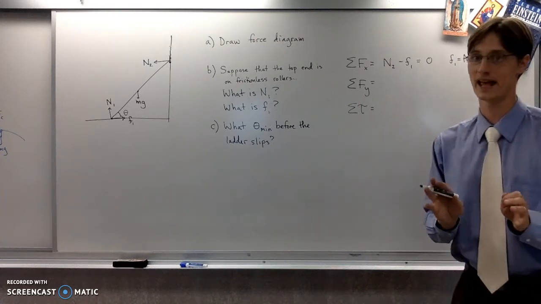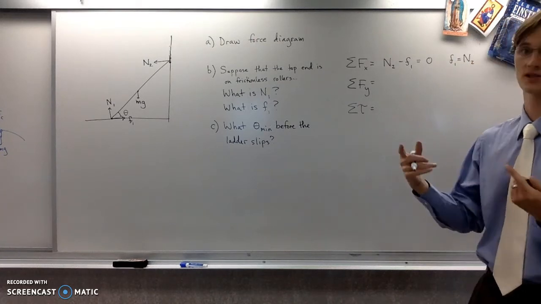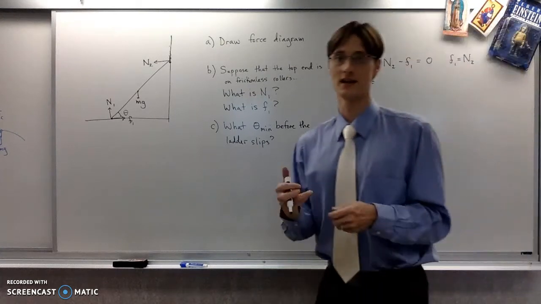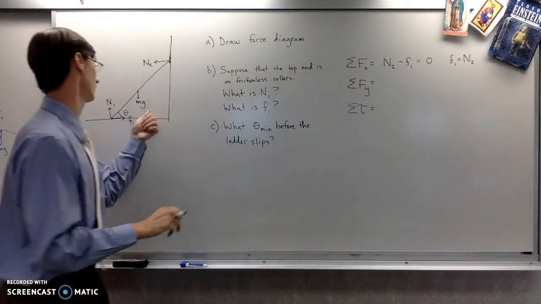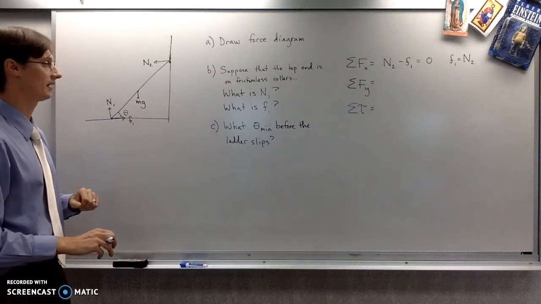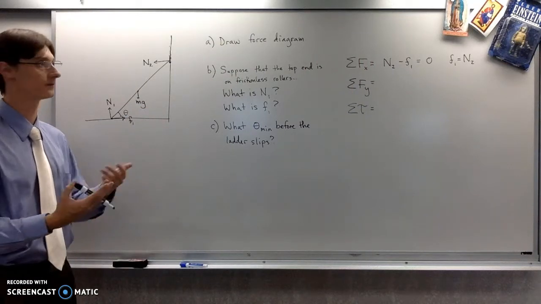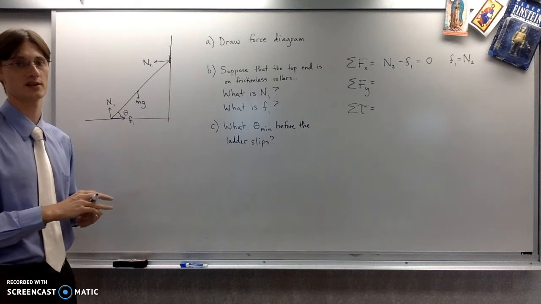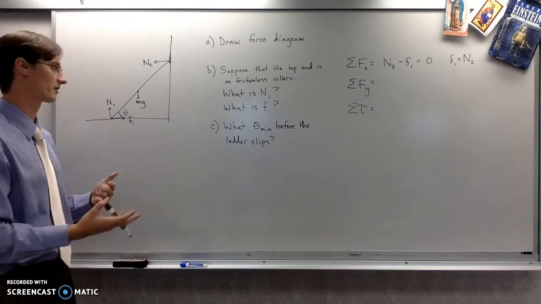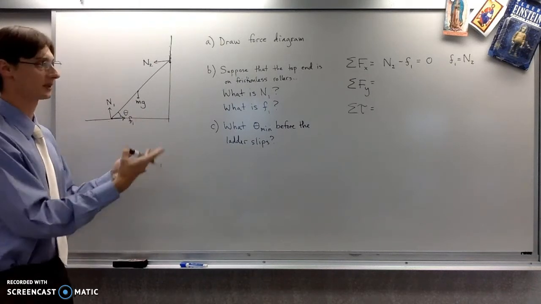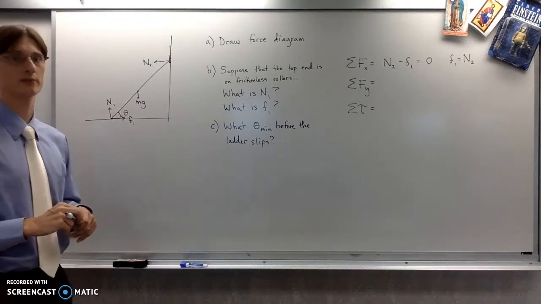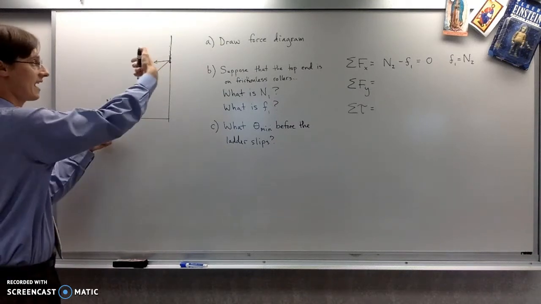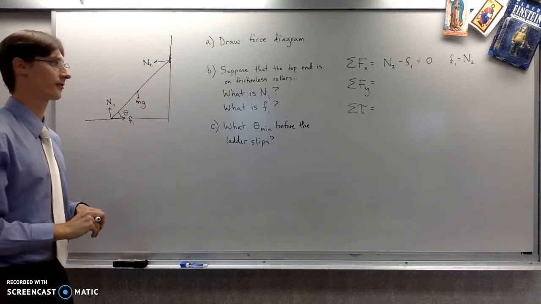That's not really an answer, okay? All the answers here really are going to need to end up being something in terms of the weight of the ladder and the angle. So N2, we're going to ultimately discover, is something in terms of mg and theta, but for right now, that's a good starting point. The friction force does have to equal whatever that normal force is.